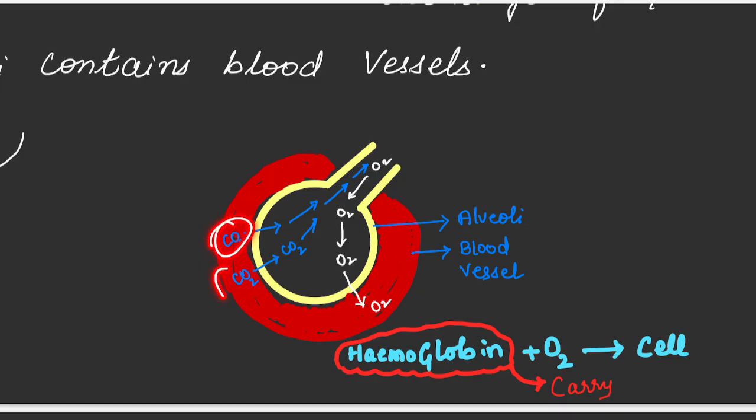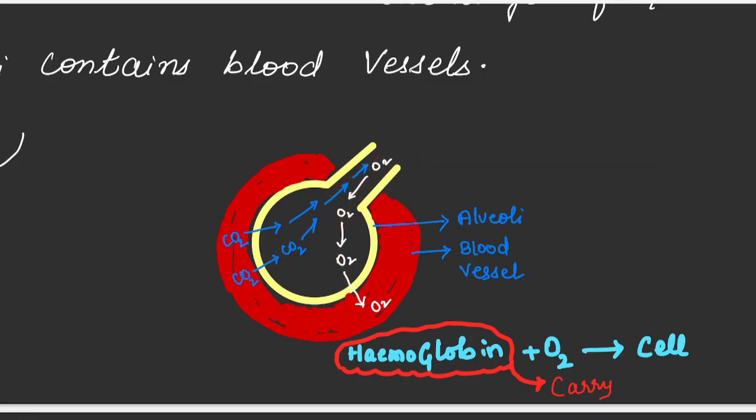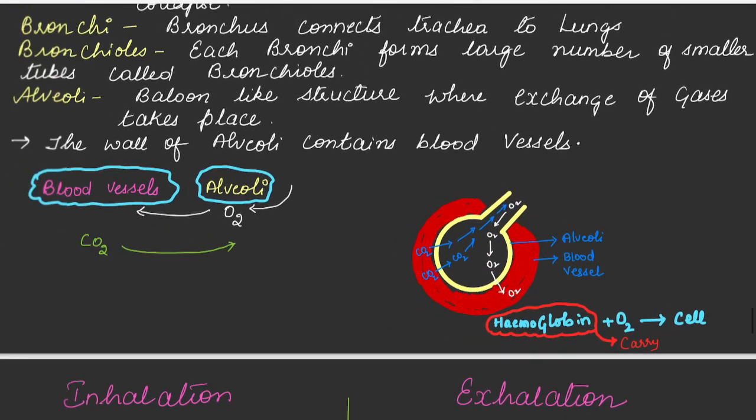So this carbon dioxide now will enter into alveoli, and then from alveoli it passes into bronchiole, and then it passes into trachea, and then from trachea it goes out through the nostrils outside our body. So you can see carbon dioxide going out and oxygen entering into the blood. So this is the exchange of gases which is going to take place.